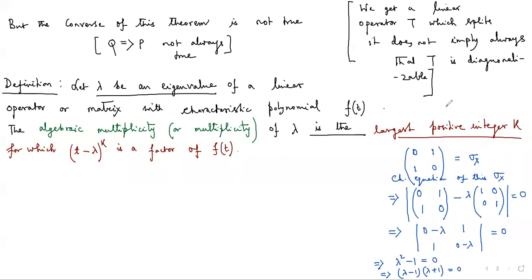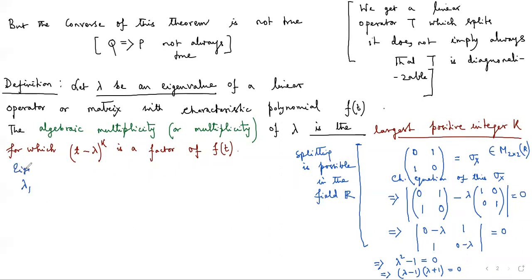It is a 2 by 2 matrix. This matrix [[0, 1], [1, 0]] belongs to M2x2, and the field is suppose R. So in this particular case, the splitting is possible in the field R. And how many eigenvalues have we got over here? The eigenvalues are lambda 1 equal to 1 and lambda 2 equal to minus 1.